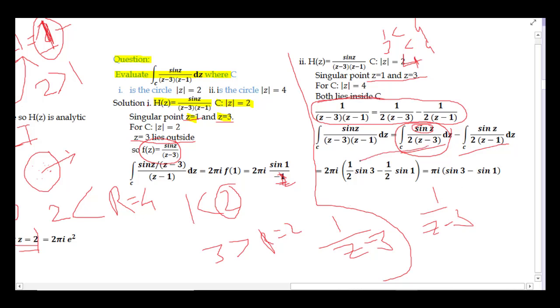So, apply Cauchy integral formula for this. I got this. Apply Cauchy integral formula for this. I got this. So, we got this. Finally, pi i (sin 3 minus sin 1).